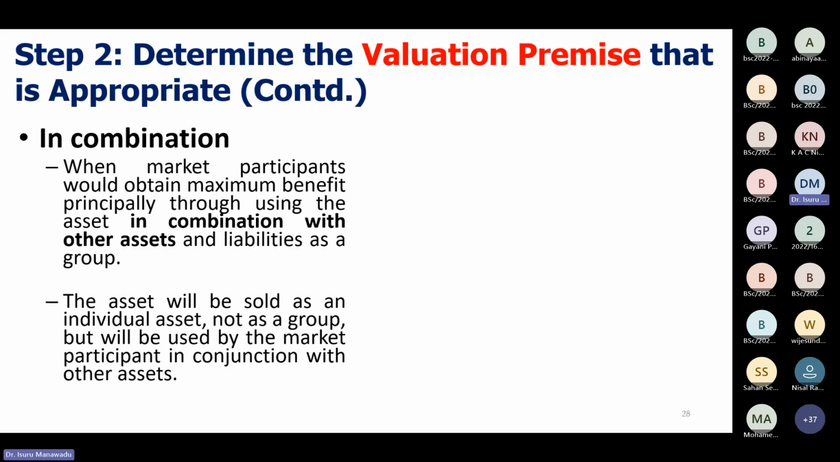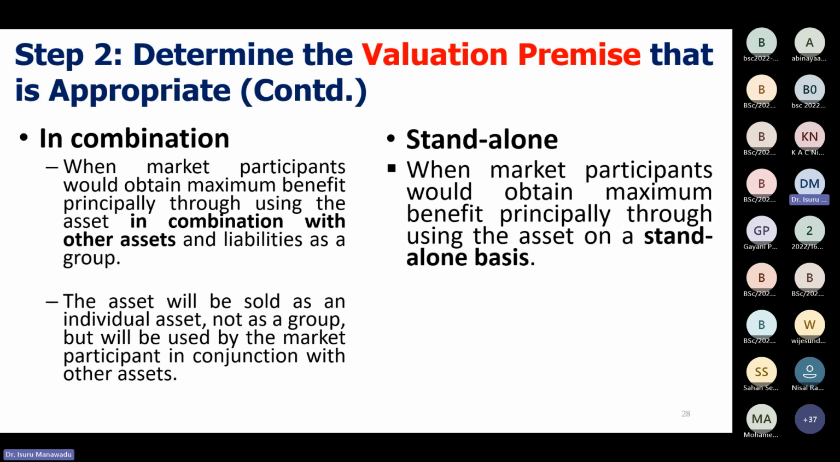The asset will be sold as an individual asset, not as a group. It will be used by the market participant in conjunction with the other assets. Stand alone, that means individual asset. When market participants would obtain maximum benefit principally through using the asset on a stand-alone basis, that means if we can use that respective asset individually, let's say land, only land.